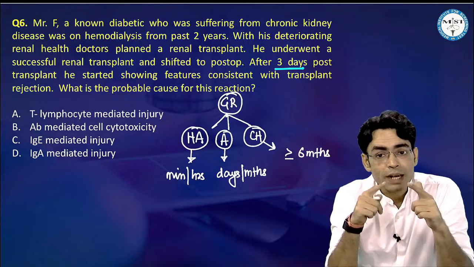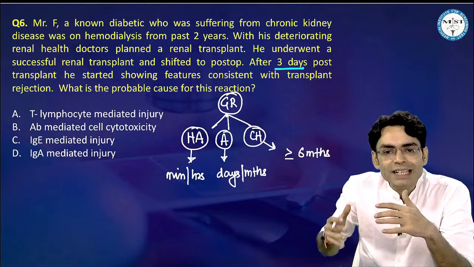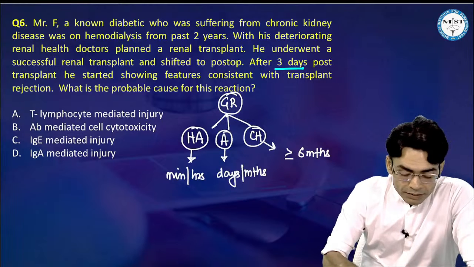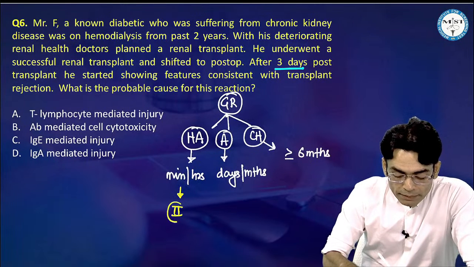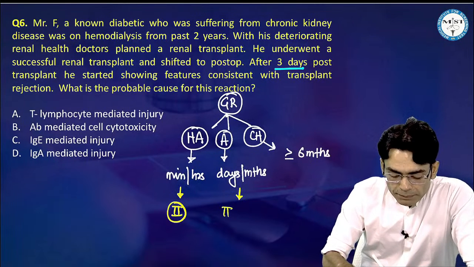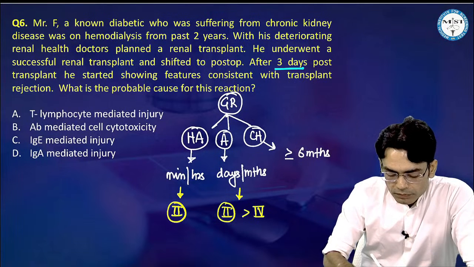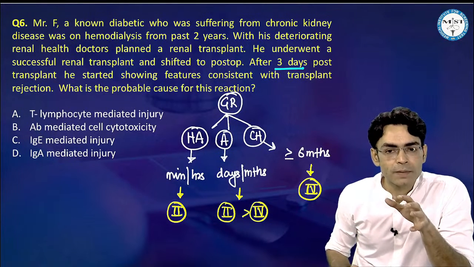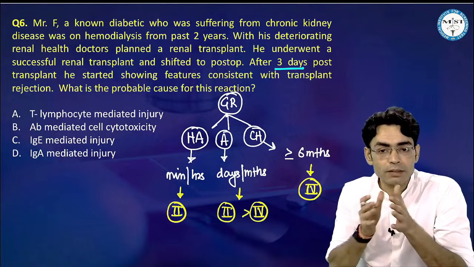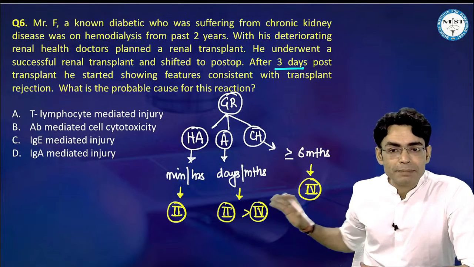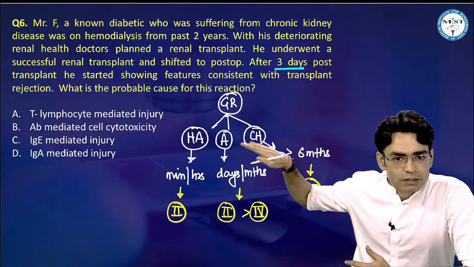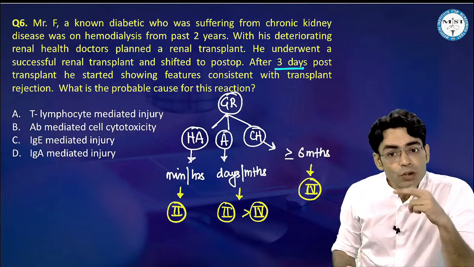Now, you need to understand that because they are saying 3 days, I have told you multiple times in the classes that this is type 2 hypersensitivity. This is type 2 more than type 4. And when we are talking about chronic, it is a type 4 hypersensitivity reaction, because it is going to be a T cell mediated injury. So we are talking about the hypersensitivity here. Now, this acute graft rejection is of 2 types actually.